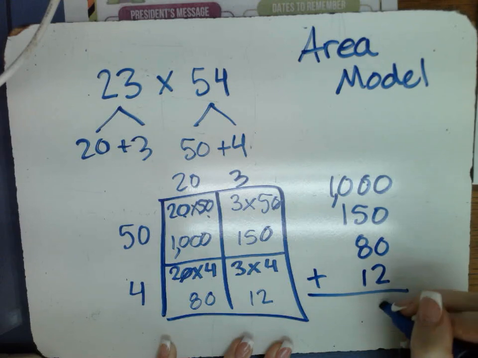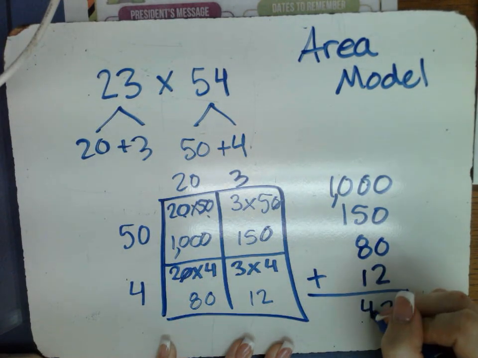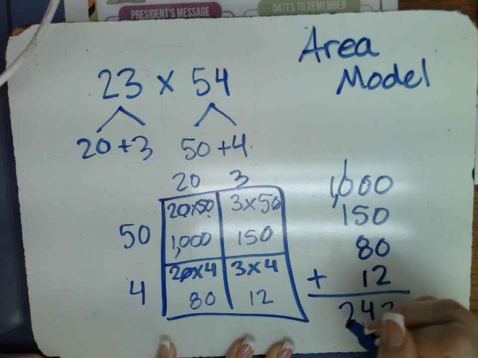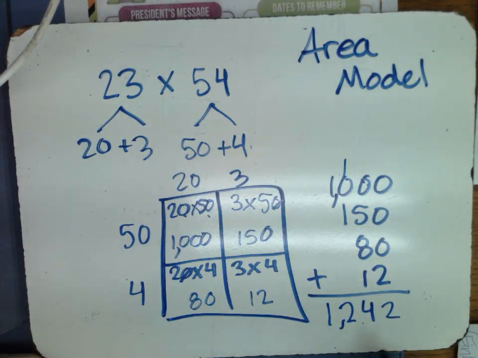Stack and add. 9, that would be 14, 2, and 1, and I'd get my final product of 1,242.